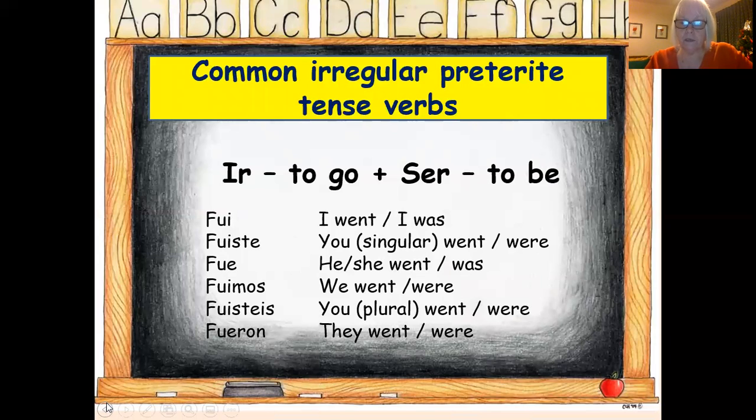Fuiste is you, singular, went. You went to town, you went to Guildford. You were is also fuiste. Fue, he, she went or was. Fuimos, we went or were. Fuisteis, you plural, went or were. And fueron, they went or were. So you need to write this down now, please, exactly as it appears there, and make sure that you give it a heading which is clear, that you've underlined it, and you've checked that your verb endings are exactly as I've got them on the screen, please.